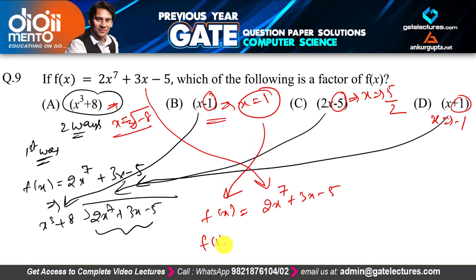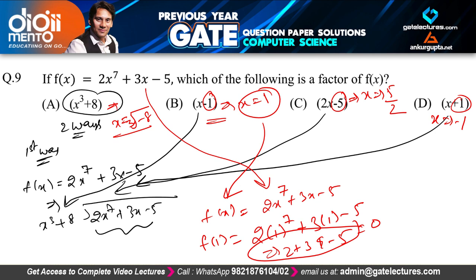If I write f(1), it can be written as 2 into 1 raised to the power 7 plus 3 into 1 minus 5, that comes out to be 2 plus 3 minus 5. So this value is 0. Because this value is 0, I can say that this is a correct answer, this is a factor. But if you try to put x equal to 5 divided by 2 into this, you will find that the value of the function is not 0. In any case, if the value of the function is 0, then we can say that it is a factor. So question number 9 can be solved this way. The correct answer is option B.